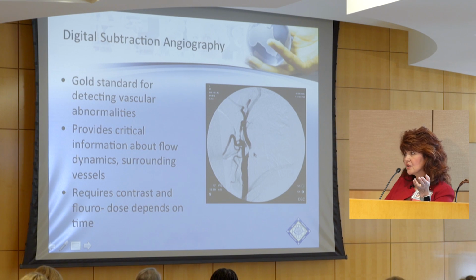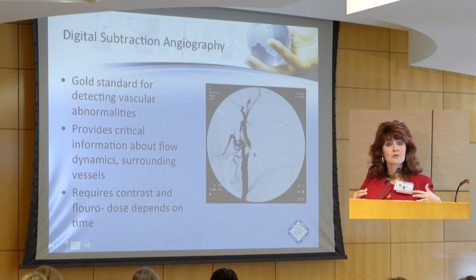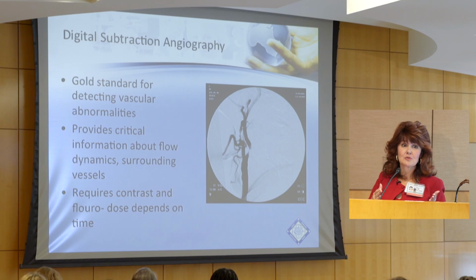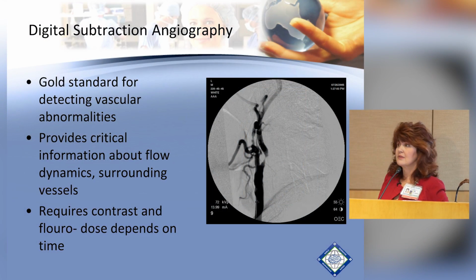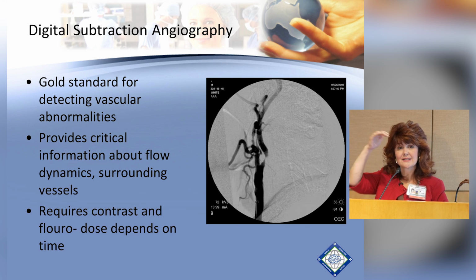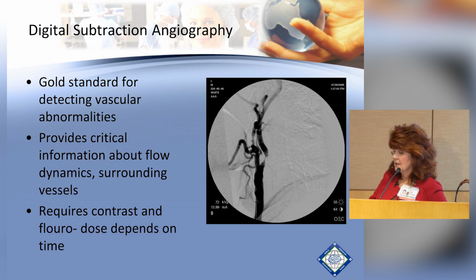It does require contrast, and there's also a fluoro dose to think about. So we follow how much radiation these people get that end up with angios. And it provides great information about flow dynamics because you can actually inject and see where it goes based on the flow. So that's important.